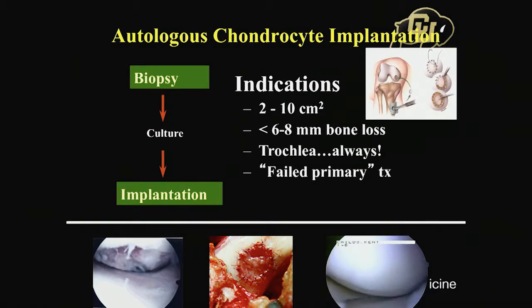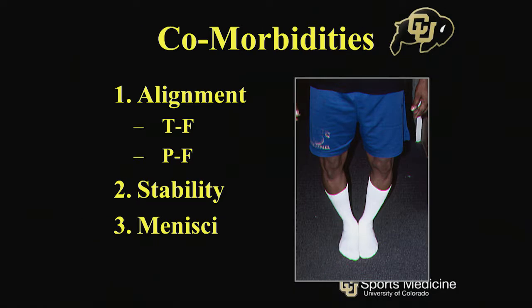So we have to look at all these things. We have to consider these and look at comorbidities and look at things such as alignment. Look at the bow-legged person, and are we really doing them a favor by treating the cartilage? Maybe we need to look at other options that Dr. Vidal is going to talk about with osteotomies.